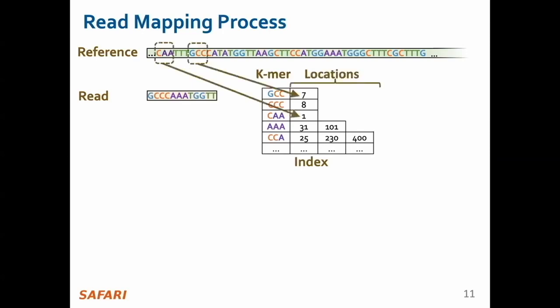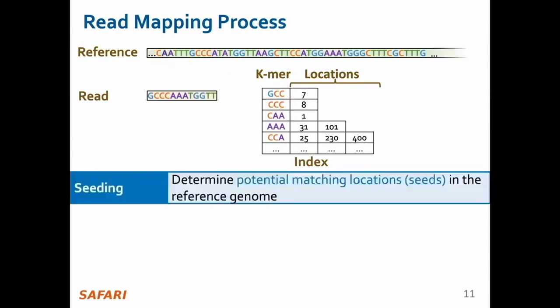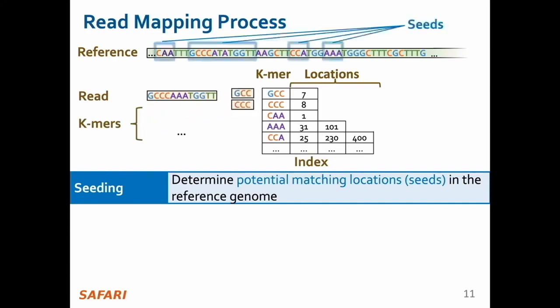So read mapping is a 3-step process, and state-of-the-art read mappers involve several heuristics to reduce the cost of expensive computation. Let's go through these steps. In the first step, which is called seeding, the mapper determines some potential matching locations, or seeds, in the reference genome to which the read would align. To do so, the read mapper first extracts small k-mers from the read, looks at the location of each of these k-mers in the reference index, and in case the k-mer hits in the index, it marks the locations of these k-mers in the reference genome as seeds.